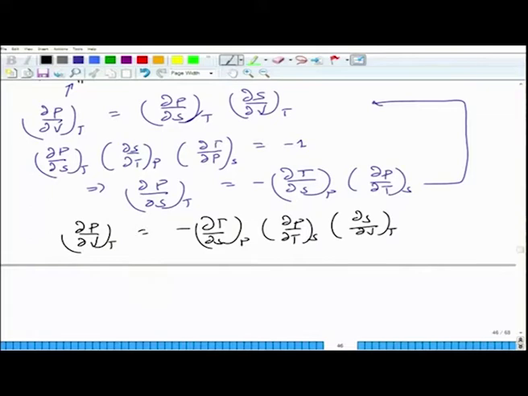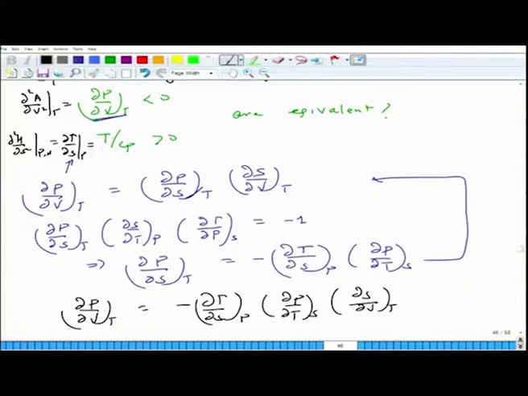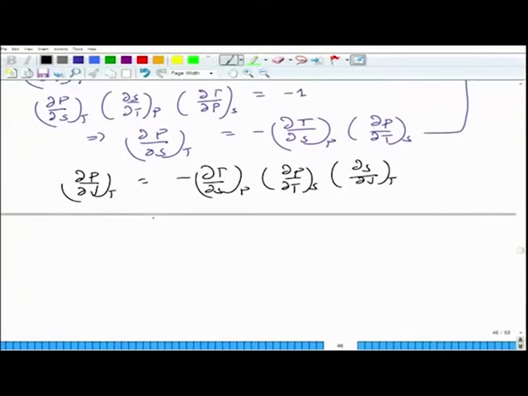Now this is what we actually wanted to get, because you see this was this expression and this part was del t by del s at constant p. So we got an expression which tells you this left hand side is proportional to T by Cp. Okay, so this is what our intention was, to get del p by del v at t proportional to del t by del s at p. Okay, so this means that the stability criteria are basically equivalent. Okay, if one is 0, basically the other will also be 0.